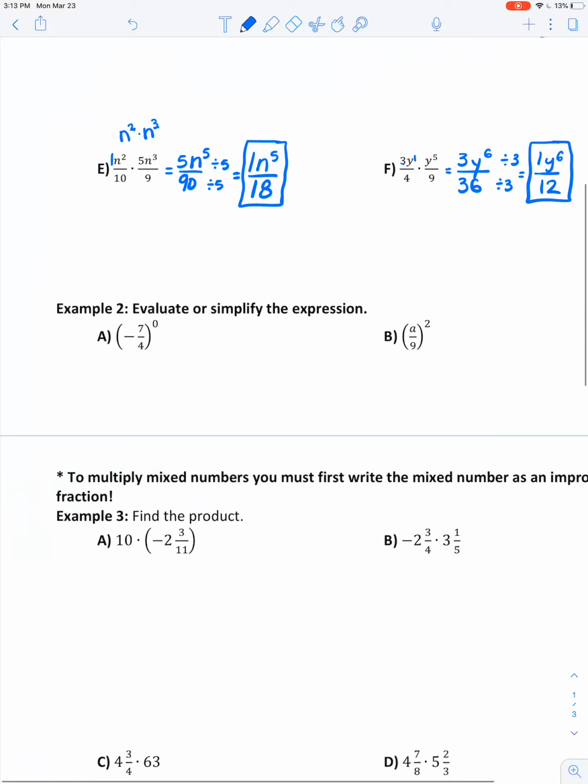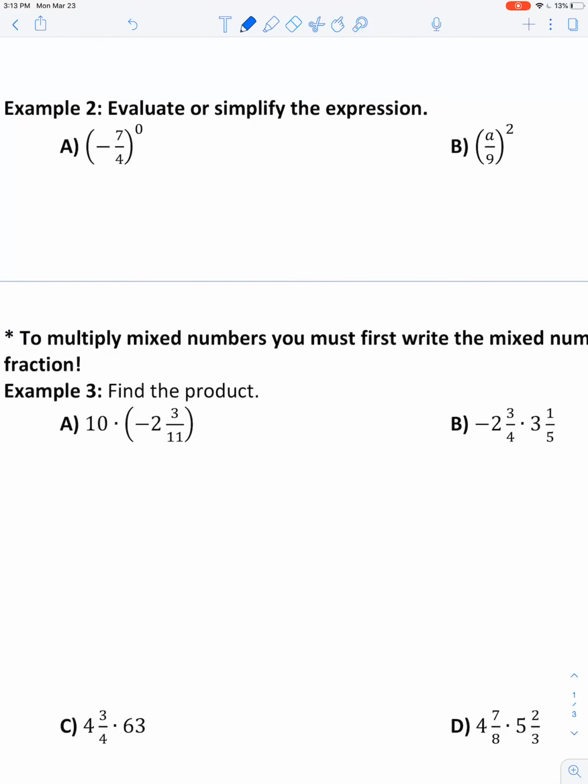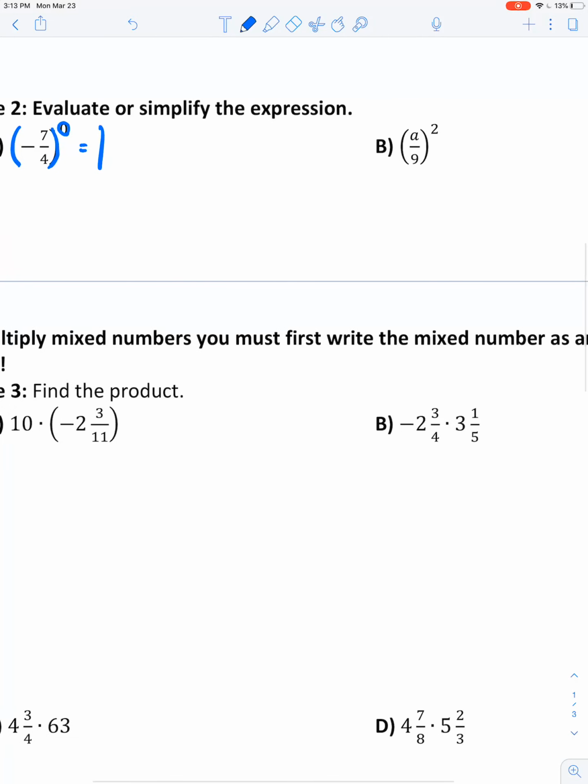Okay, example 2. Looking at example 2. It says evaluate or simplify the expression. In our last chapter, we learned that anything to the 0 power, like even a variable to the 0 power, is the number 1. So it really does not matter what is inside this parenthesis. What matters is that it's to the 0 power. So that means that this whole answer is 1. So it looks a lot harder than it really is.